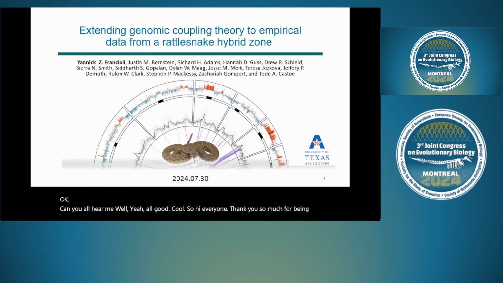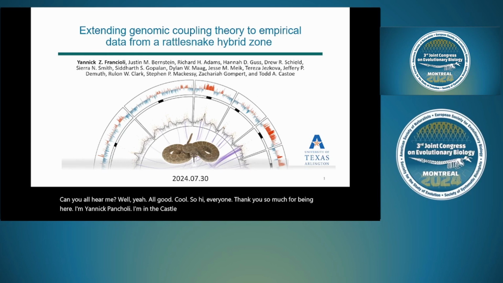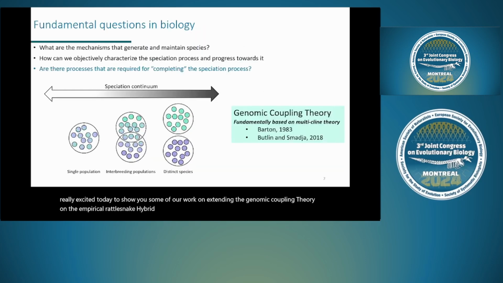I'm Yannick Francioli. I am in the Castoe Lab at the University of Texas at Arlington. And I'm really excited today to show you some of our work on extending the genomic coupling theory on the empirical rattlesnake hybrid zone. I'll start by describing the fundamental questions that we want to address here.